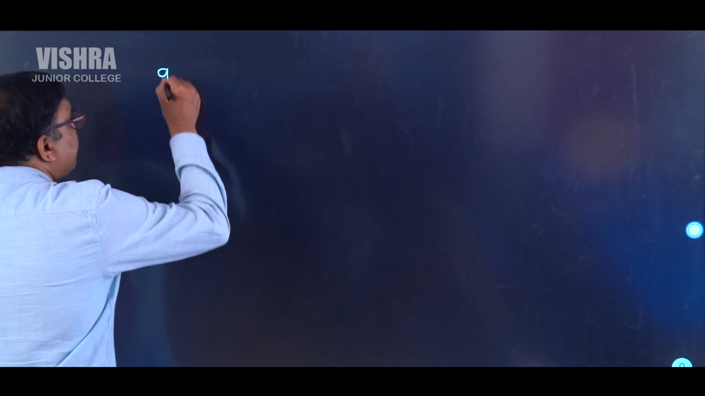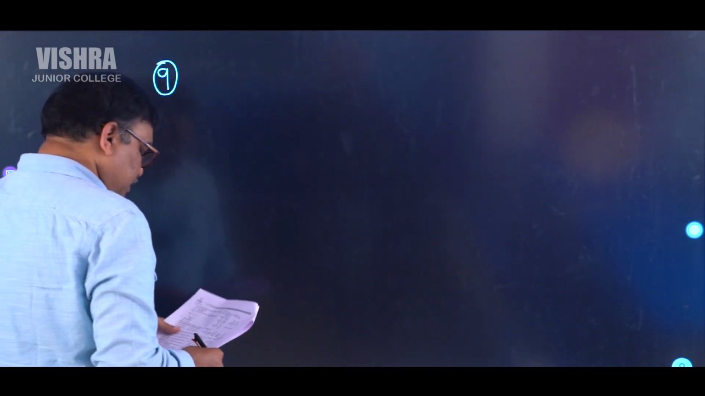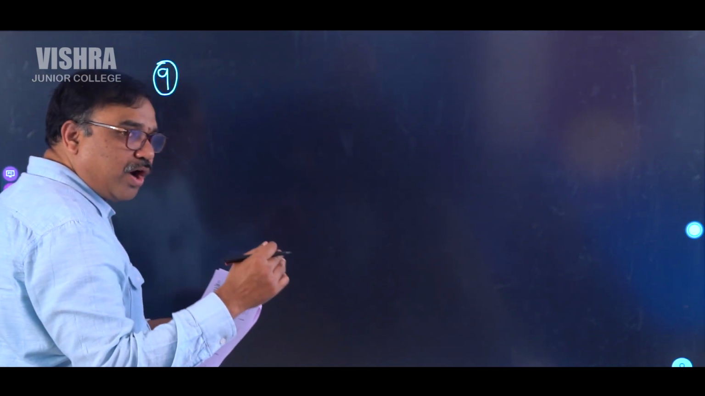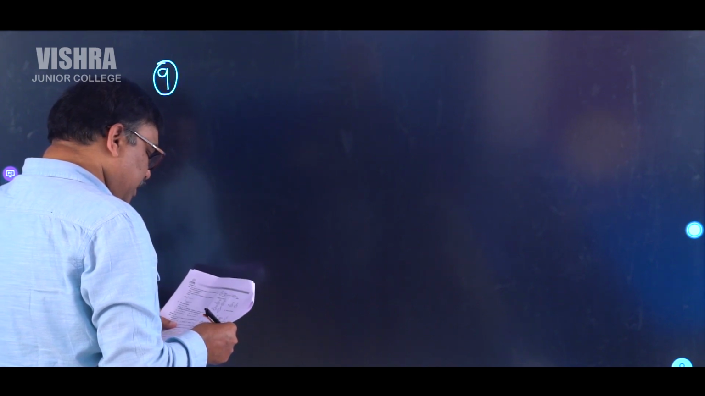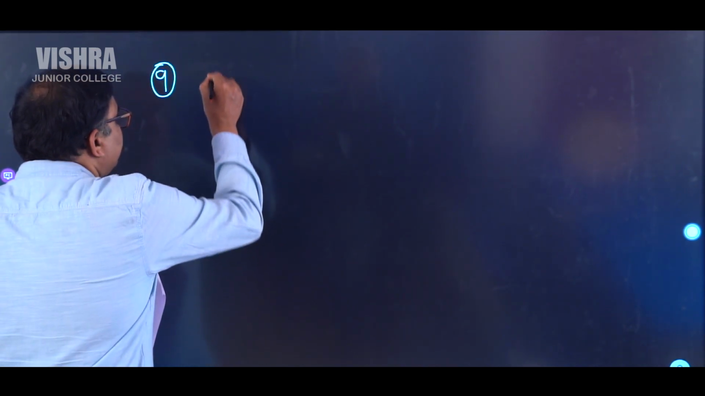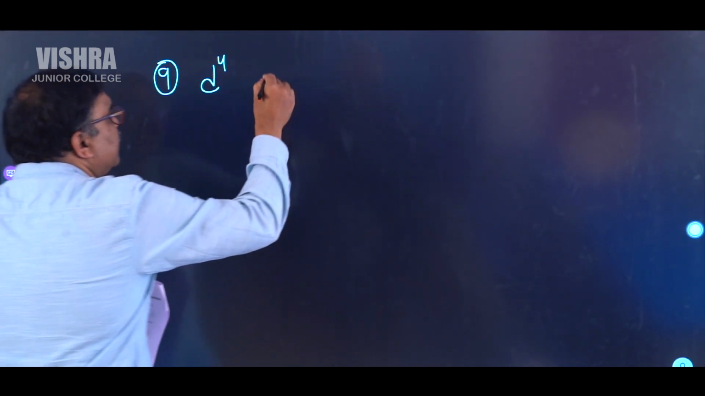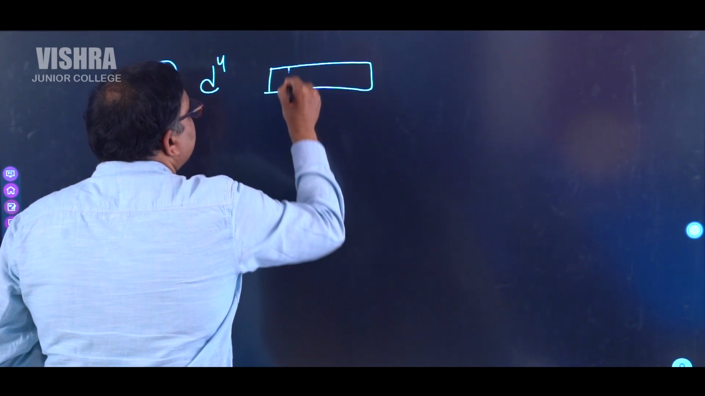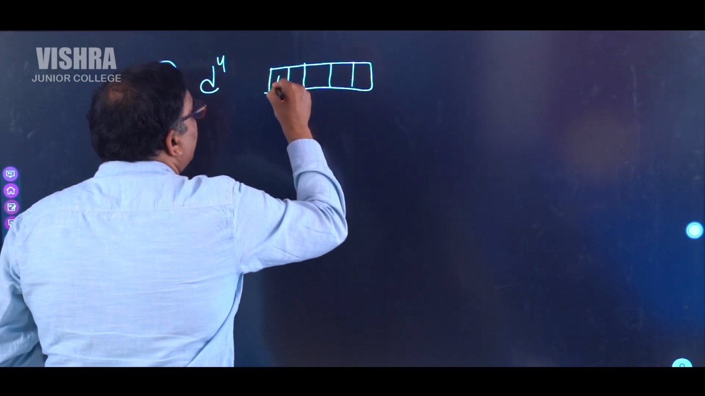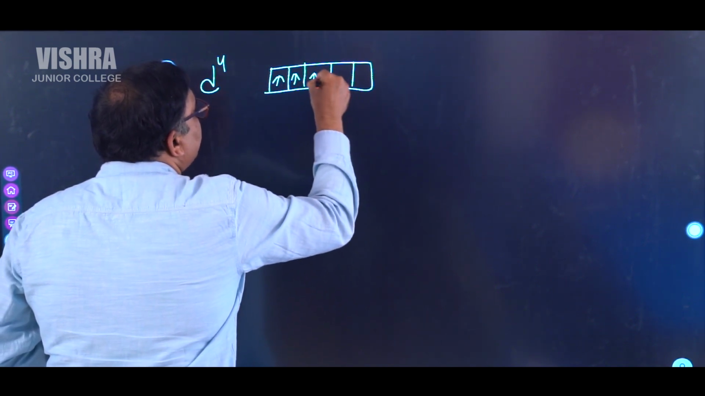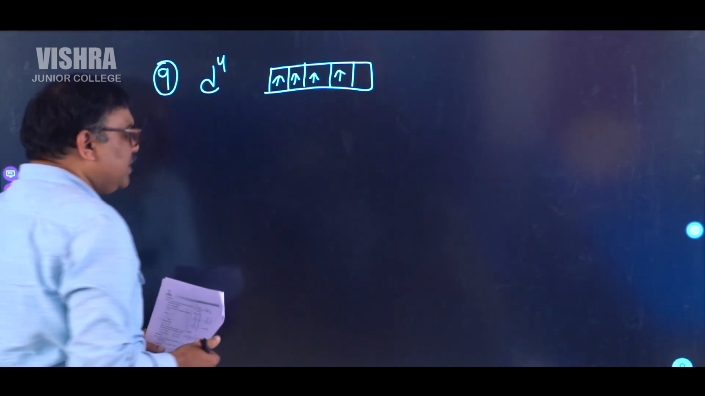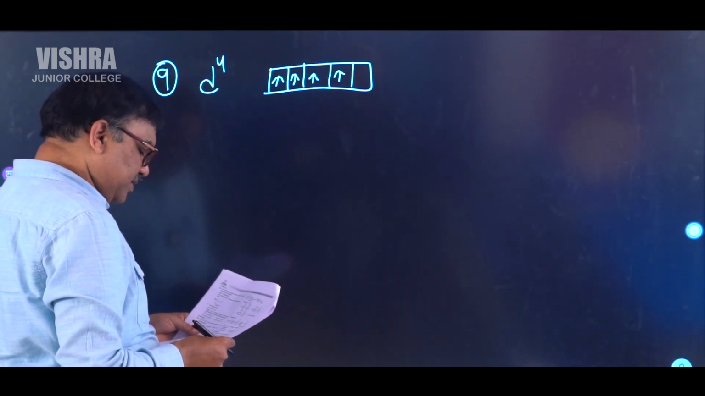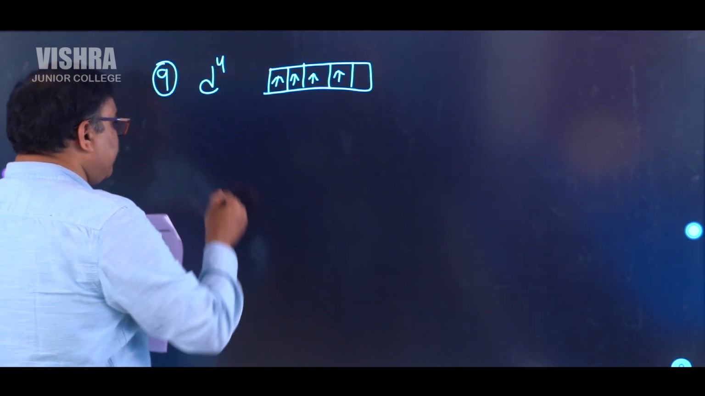Question number 9. So what is in question number 9? Complex compounds. D4 configuration. Which one will have D4 configuration? D4 configuration means this is the configuration: 1, 2, 3, 4. One should be empty. That is a D4 configuration. So let us see which one will have D4 configuration.